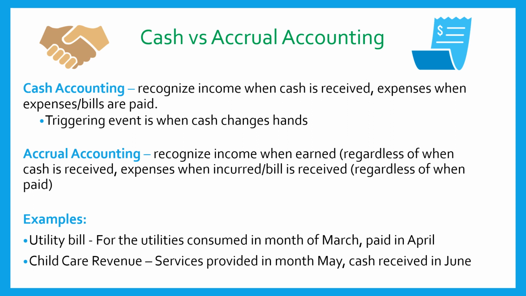First, let's talk about the different accounting methods that can be utilized. The two most common methods of accounting are cash accounting and accrual accounting. In cash basis accounting, income is recognized when cash is received, and an expense is recorded when the expense or bill is paid. The triggering event is when cash changes hands. Cash accounting is a simpler accounting method to employ because you're only concerned with if cash was received or paid when determining when a transaction has occurred or needs to be recorded.